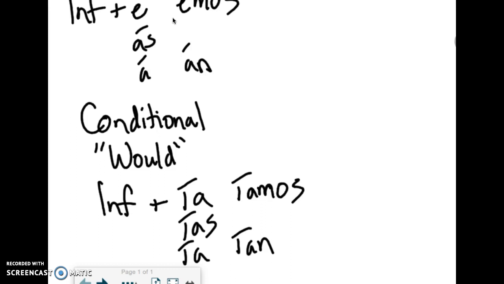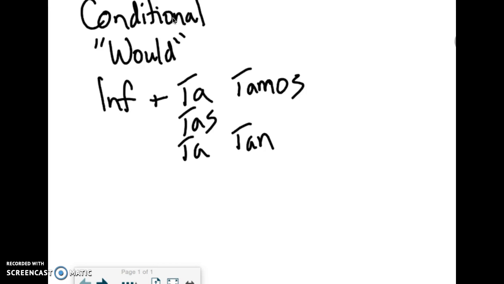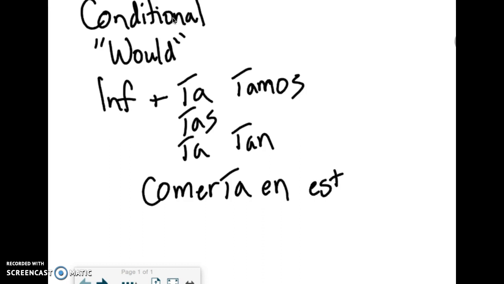Okay. So remember, it doesn't matter if it's an ER, IR, or AR verb. It's always going to have the same ending. So, for example, I would eat in that restaurant would be comería en este restaurante.